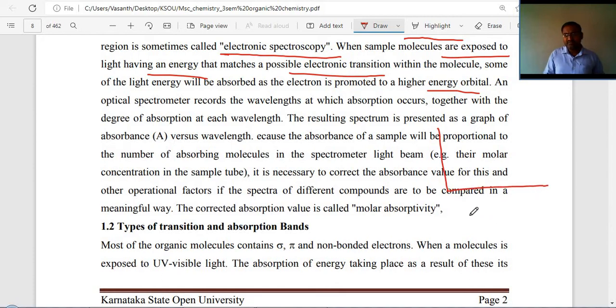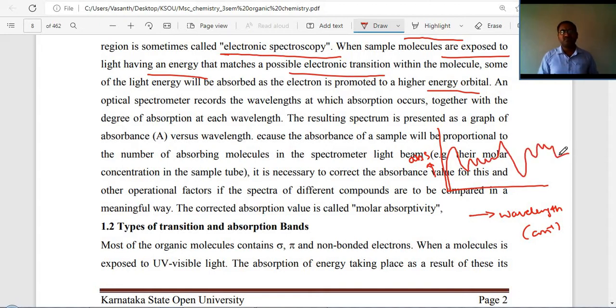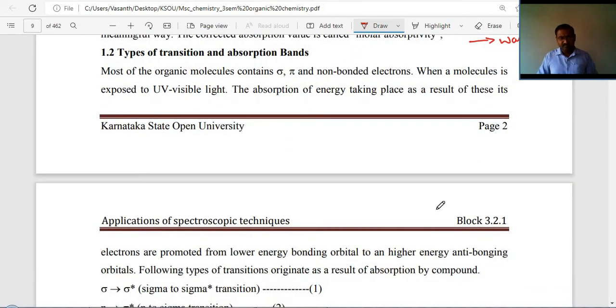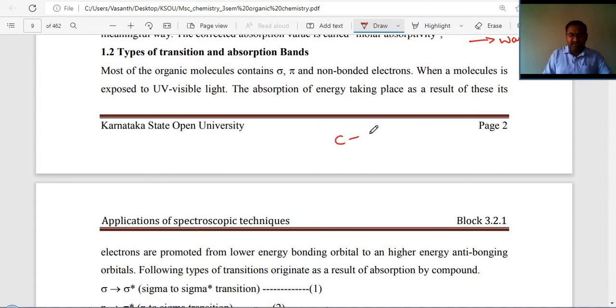Like that we consider, this is wavelength, and this is absorbance. Generally the graph comes like that. What are the different types of transition and absorption bands? Most organic molecules contain carbon-carbon sigma bonds, single bonds, that is considered as a sigma bond, or carbon-carbon pi bonds, where one is a sigma bond and another one is a pi bond.